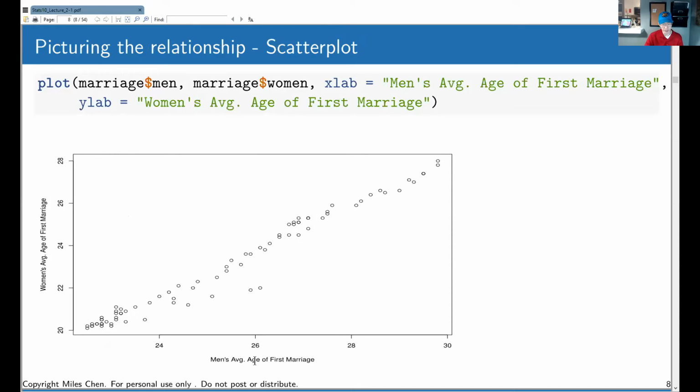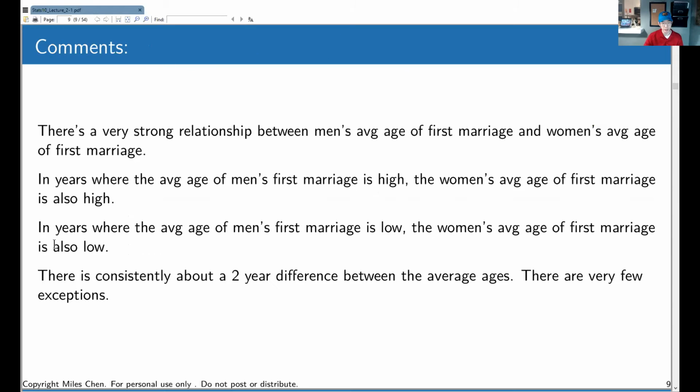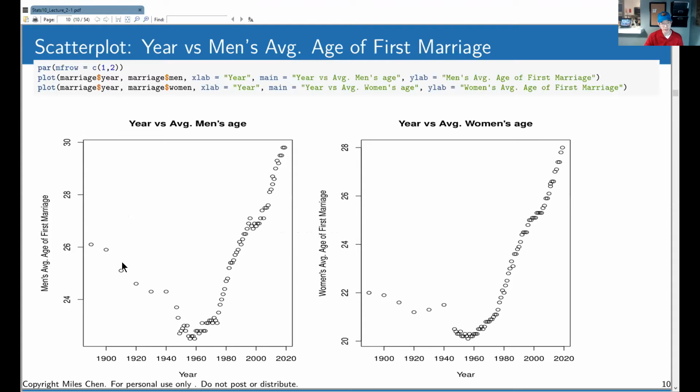So here I plotted men's age versus women's age, but I can also plot the year where the data was recorded versus the men's age, and the year versus the women's age, and we get similar, slightly different graphs, okay? And it looks like it recorded data maybe every decade until around the 1940s, 1950s, okay? And after that, it looks like they recorded every single year.